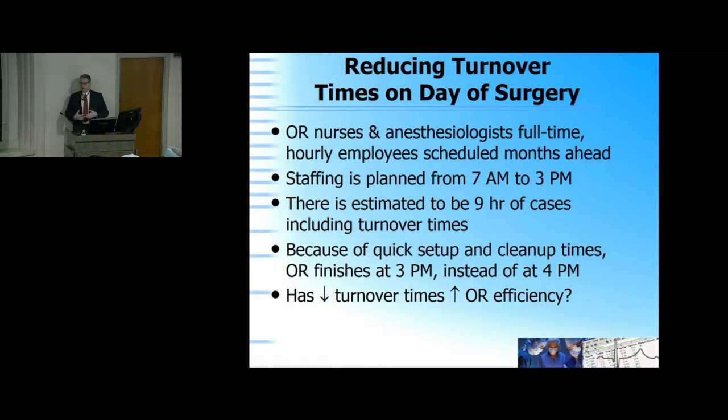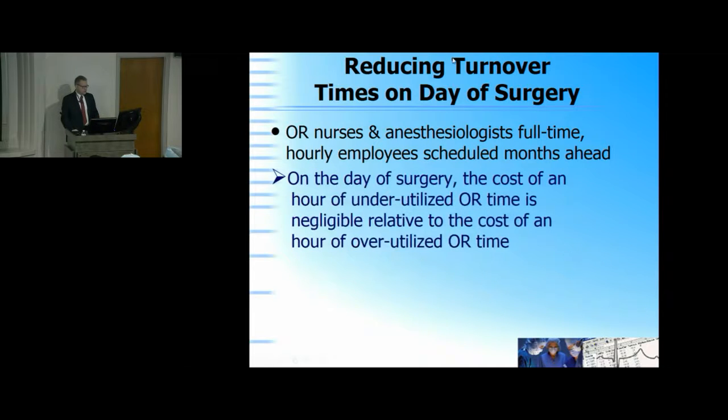So I'm going to give an example. You have full-time employees and the staffing is 7 till 3, 8 hours, but there's 9 hours of cases. However, even though you think there's going to be 9 hours of cases, people work really quickly. By reducing the turnover times, although it could be the surgical times or the anesthesia times, you get done in 8 hours. Right? In that circumstance, has the working quickly increased operating efficiency? It has. Because as you approach the day of surgery, the cost of an hour of underutilized time becomes negligible relative to the cost of an hour of overutilized time.